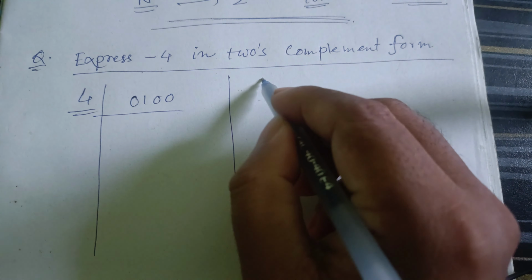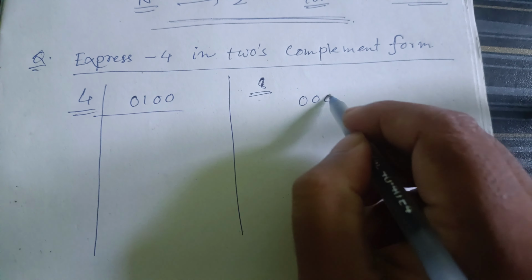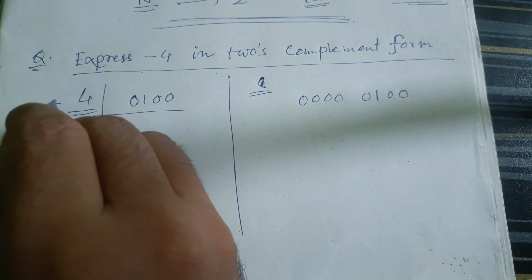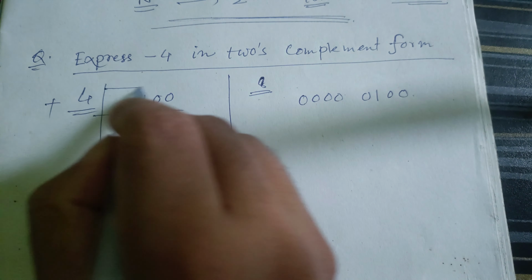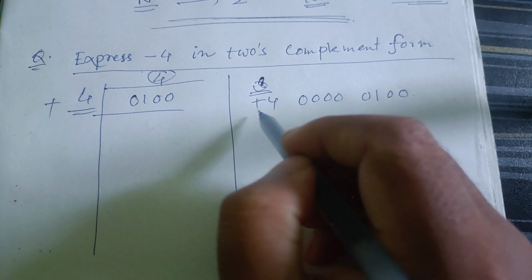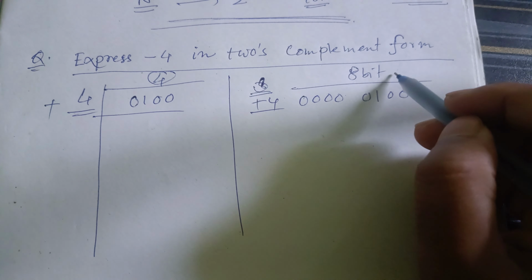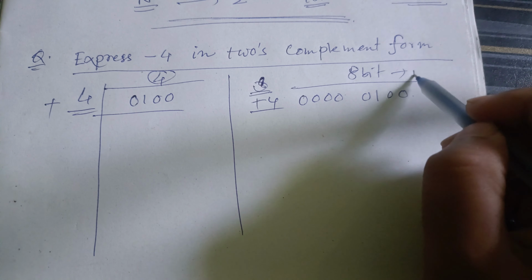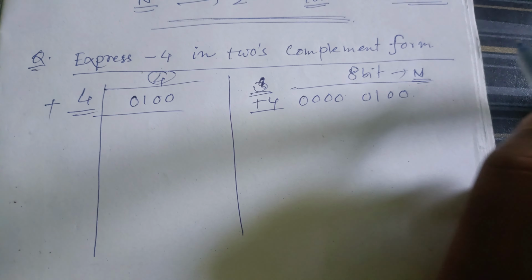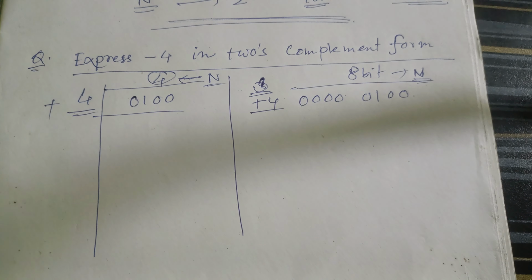If I represent it as an 8-bit number, then it will be 0 0 0 0 0 1 0 0, correct? So this one is the positive 4 in the 4-bit number, and this one is the positive 4 in the 8-bit representation. The word size here, n, is 8, and n is 4 over here, correct?